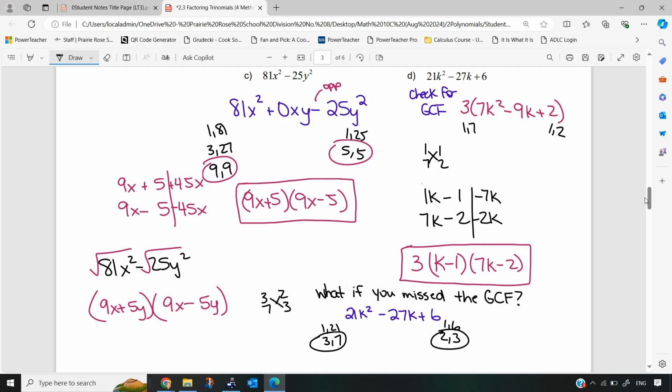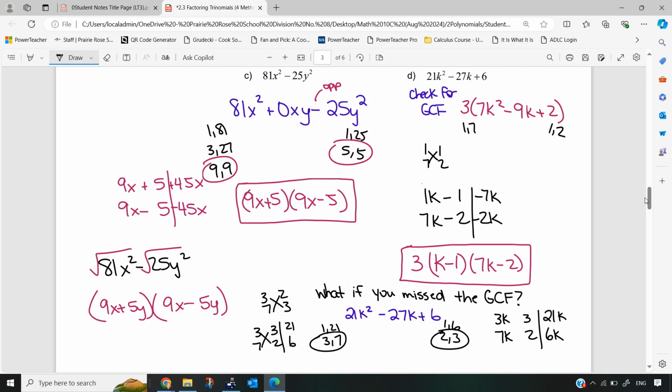That would give me 9 and 14. 9 and 14 will not give me 27, so we can try another combination. 3 and 7 and 3 and 2. That would give me 6 and 21, and that would work. So we're going to set up our chart, 3k and 7k, 3 and 2. 3k times 2 is 6k. 7k times 3 is 21k.